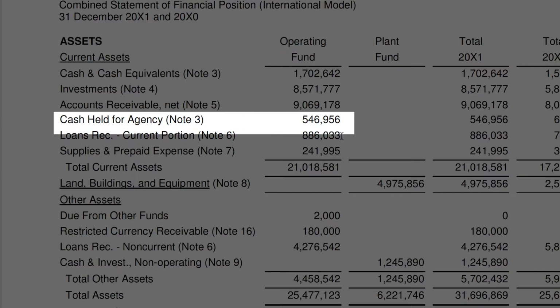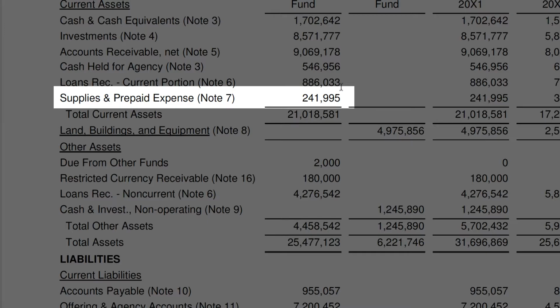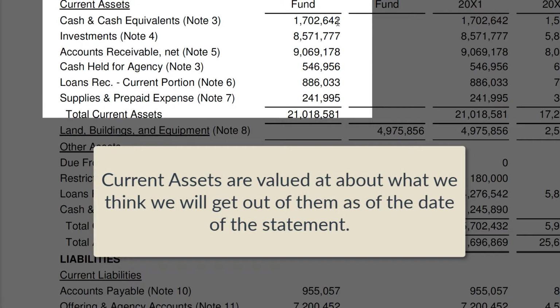The loan receivables is the current portion of the loans that people owe you, like car loans from employees and educational loans. Then we have supplies and prepaid expenses and inventory. These are all recorded at what we think we're going to get out of them. You can go to the bank and get that amount of cash. You can sell the investments and get about that amount of money.